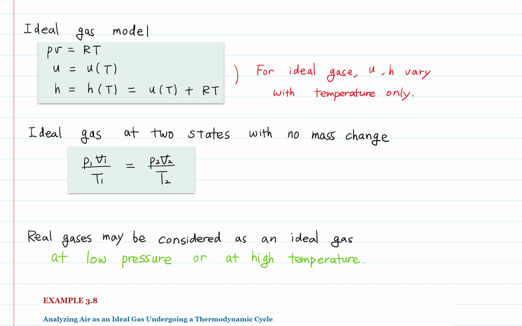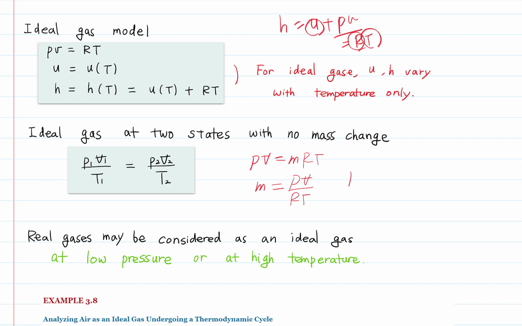The enthalpy is defined as the sum of internal energy and PV. And PV equals RT for an ideal gas. For an ideal gas, U is a function of temperature and R is gas constant, T temperature. So we can say that the enthalpy is also a function of temperature only. When the system containing ideal gas undergoes a process with no mass change, the ideal gas law can be written for mass. PV equals mRT, m equals PV over RT.